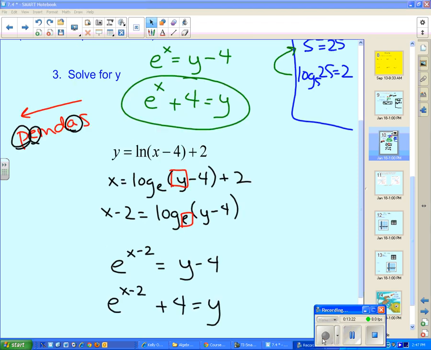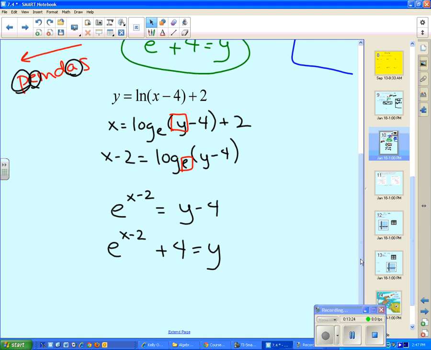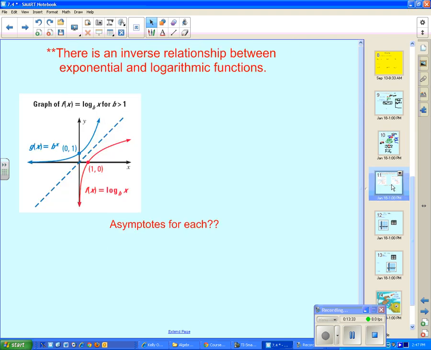Okay, we're going to let all that sink in. And we're going to do the last part. We're going to do the graphing piece. Okay? So how do the graphs compare? Well, we already talked about this a little bit.